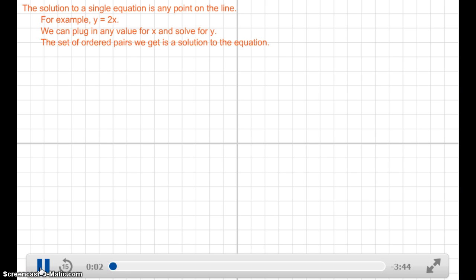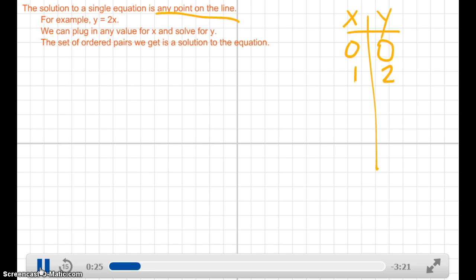Systems of equations. We know that the solution to a single equation is any point on the line. For example, if we have y equals 2x, we can make a chart with x and y, and we could say, well, when x is 0, y is 0. When x is 1, y is 2. We could even do when x is negative 1, y is negative 2.